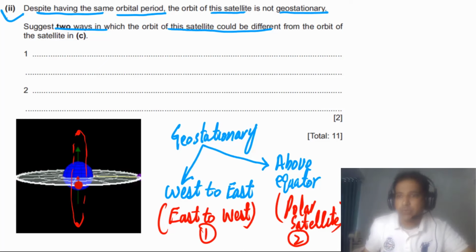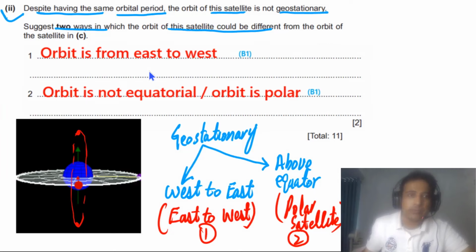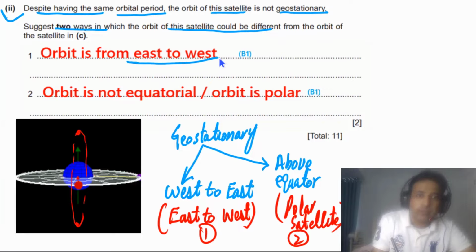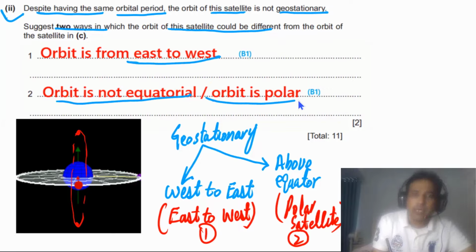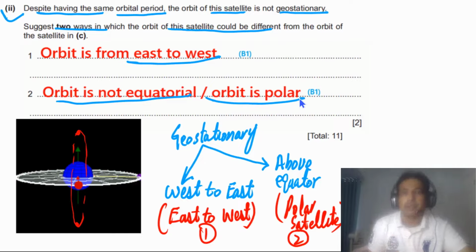Now let me show you the answer, how you can write down your answer. In your answer you can mention these 2 points. From east to west, you can say the orbit is not equatorial, or you can say the orbit is a polar orbit.